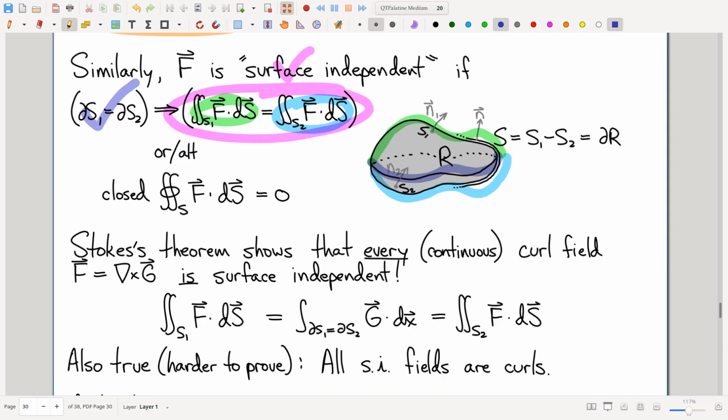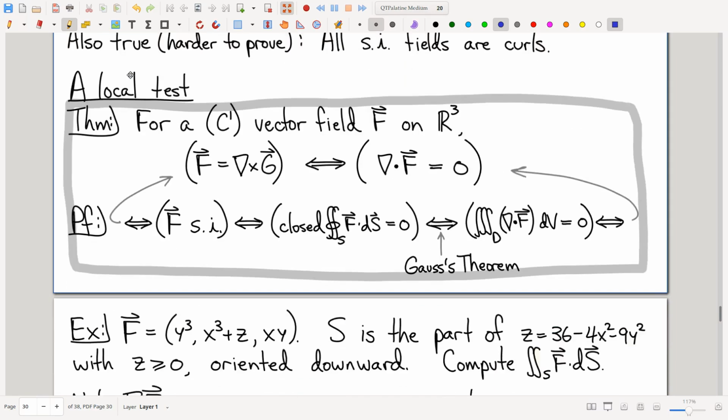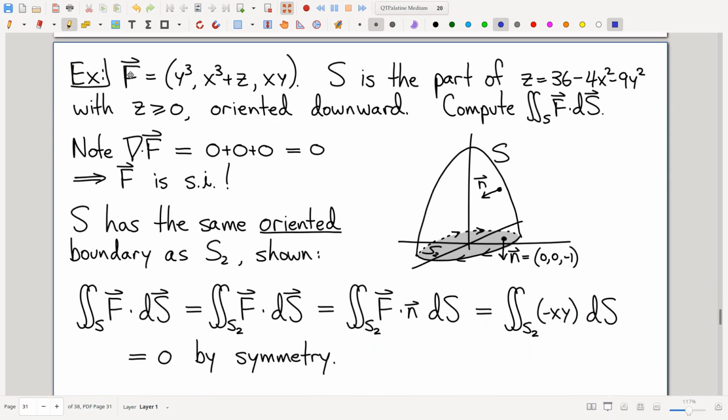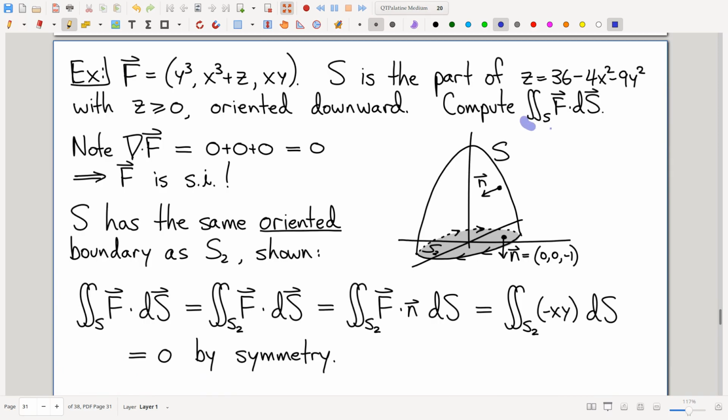Any surface you like. As long as it has the same boundary curve, if you know you have a surface-independent vector field, you can just trade and say phooey on that original surface. I don't like it. I like the blue surface better. And then go for it. So that's what we're going to hope works out here. That is a tool for computing fluxes. I'm being asked to compute a flux. Let's see if this works.